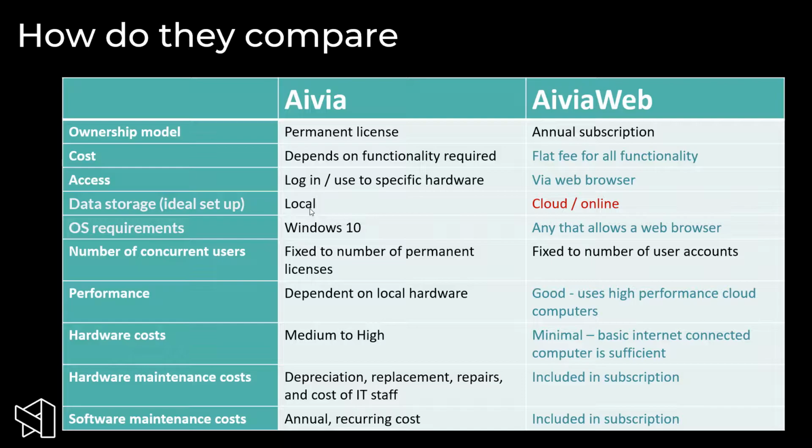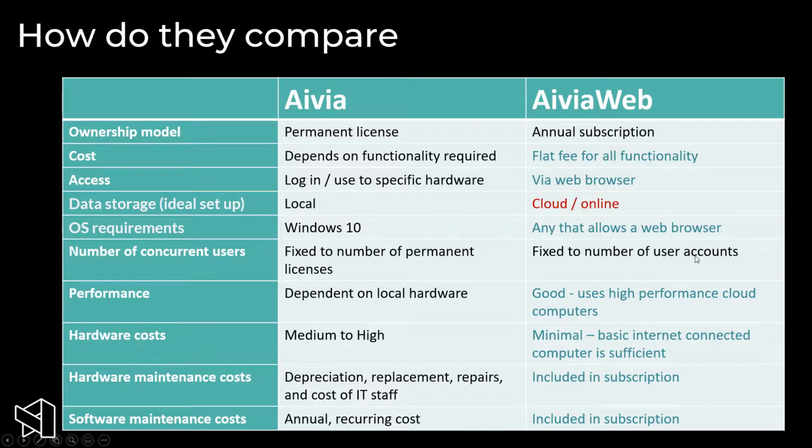In terms of operating system requirements, Aivia runs on Windows 10 and some variations of it. And Aivia Web can run on anything, on Windows or Mac. It will work just fine as well, as long as you have a web browser. Number of concurrent users, it is fixed to the number of permanent licenses purchased. And here it's also fixed, but to the number of user accounts purchased.